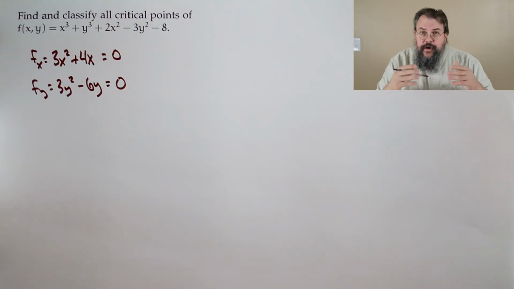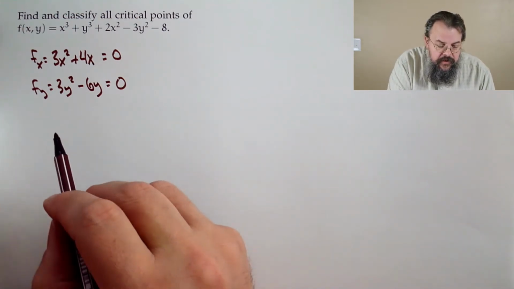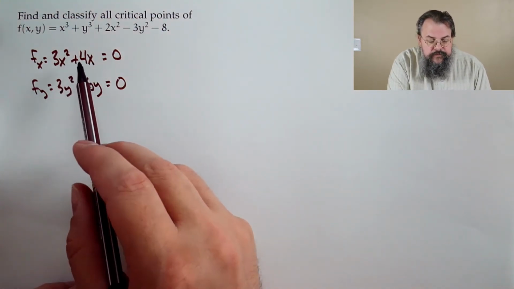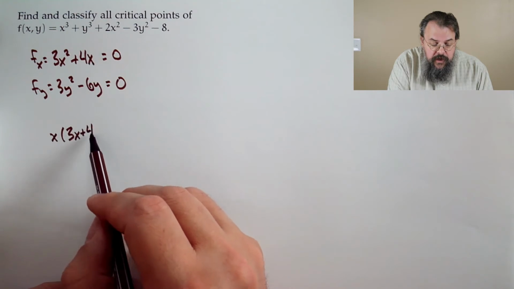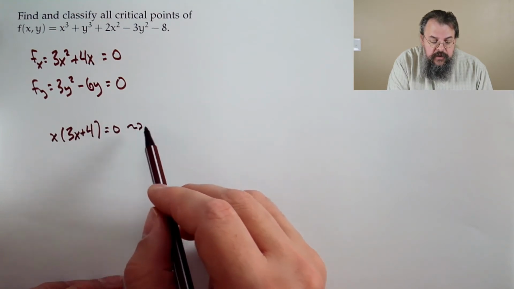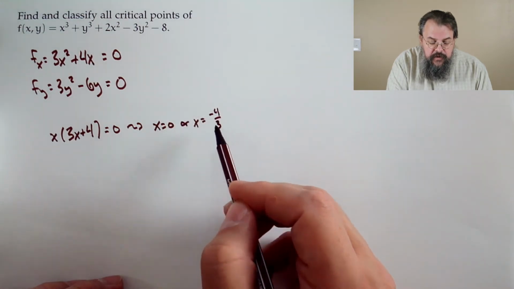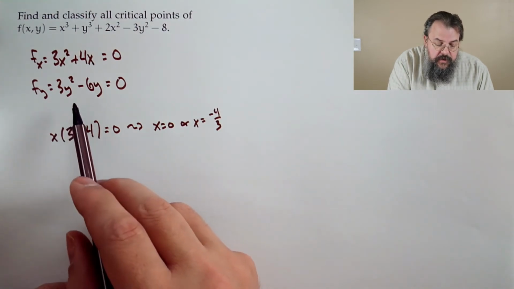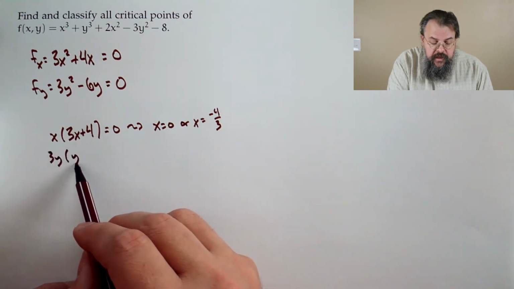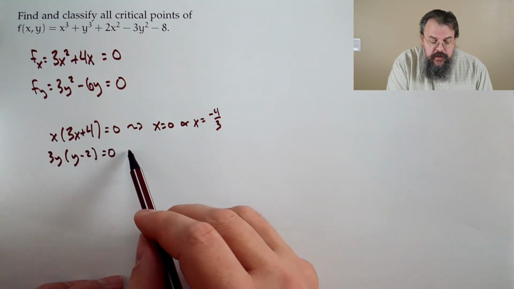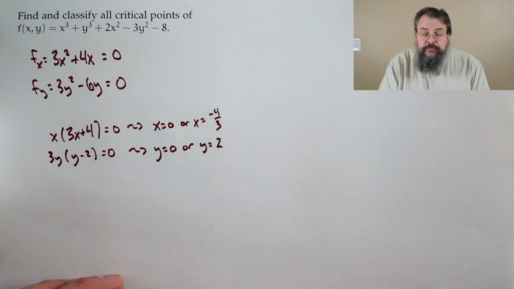All right, we've got to just work through the process. We're patient people. No need to rush. So for the first case, let's factor out an x. So x times (3x plus 4) equals 0. That leads us to the conclusion x equals 0 or x equals minus 4/3. Similarly, in the second equation, we factor out 3y. So 3y times (y minus 2) equals 0. That gets us to y equals 0 or y equals 2.